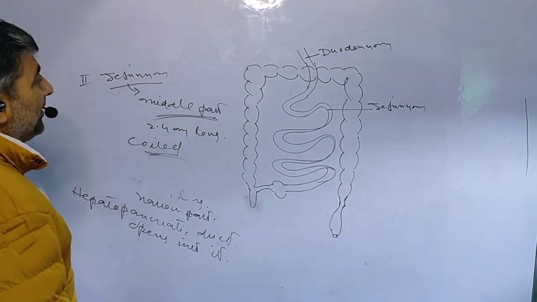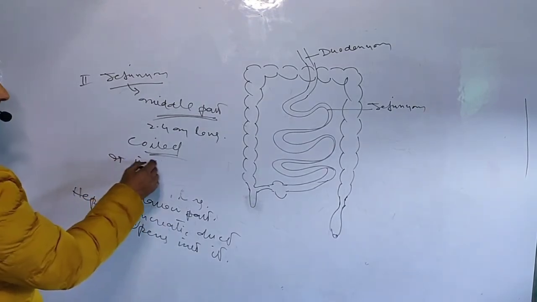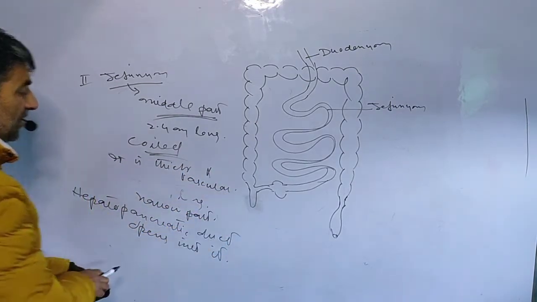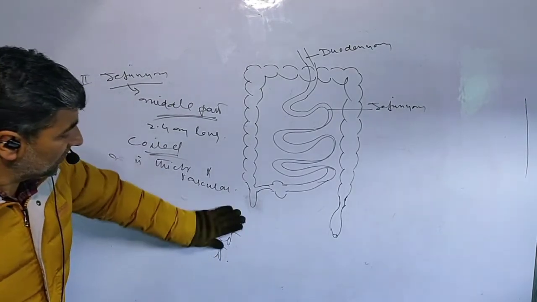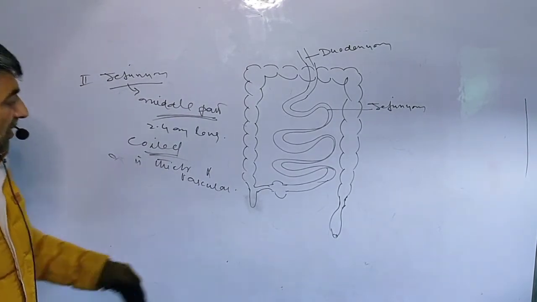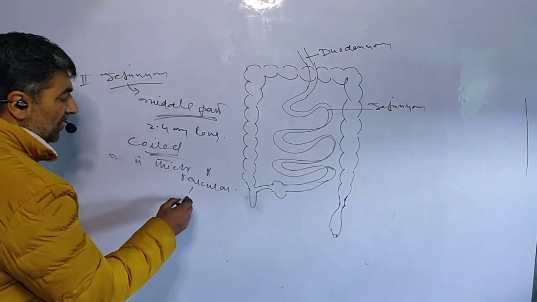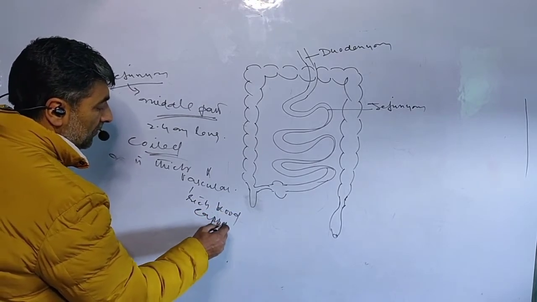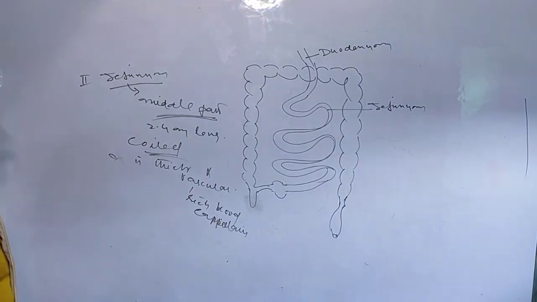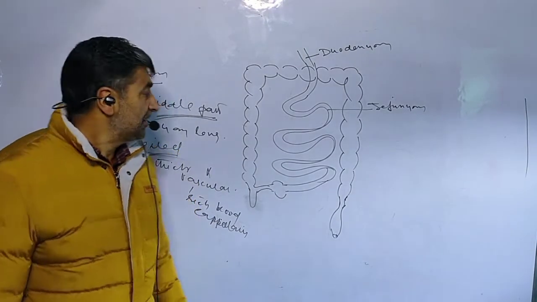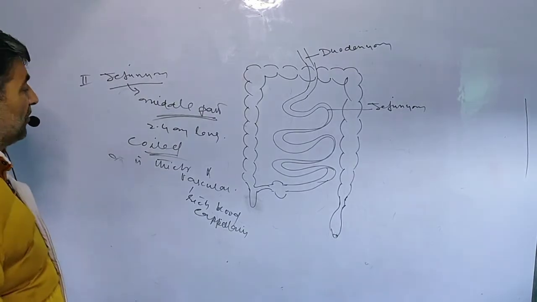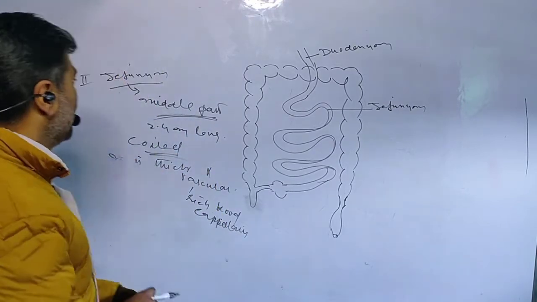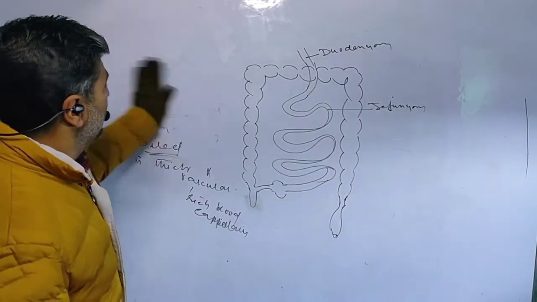It is thick and vascular. What does this mean? Vascular means having rich blood capillaries. So jejunum is the middle part of small intestine. It is a 2.4 meters long tube. It is coiled, thick and vascular. So this is the second part.